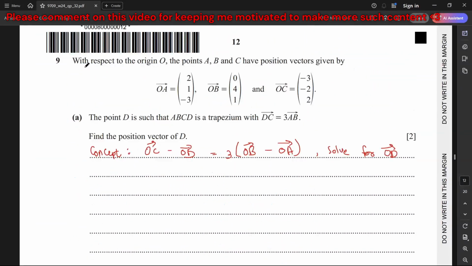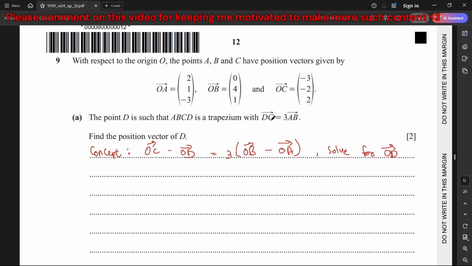Now for question 9, with respect to the origin, points A, B and C are having the position vectors as given to you over here. The point D is such that ABCD is a trapezium with DC equal to 3AB, the equation that is given to us. And based on this, we are asked to find out the value of OD, that is the position vector for D.